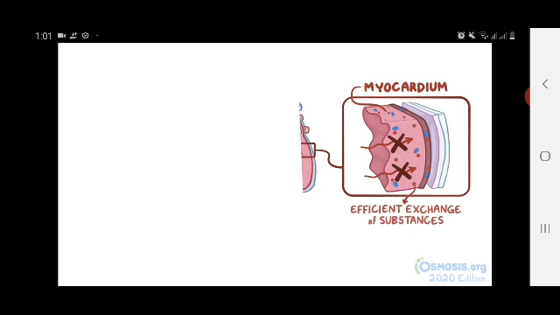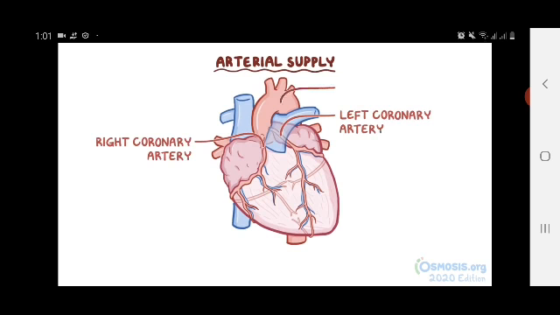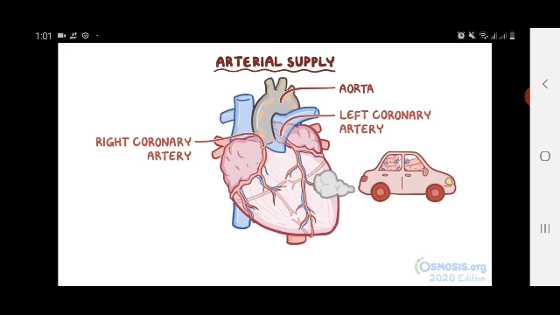Okay, the coronary circulation system is mainly made up of arteries and veins. To begin, the arterial supply of the heart starts with the branching out of the left and right coronary arteries from the base of the aorta. It's like a superhighway that carries oxygenated blood from the heart to the rest of the body.